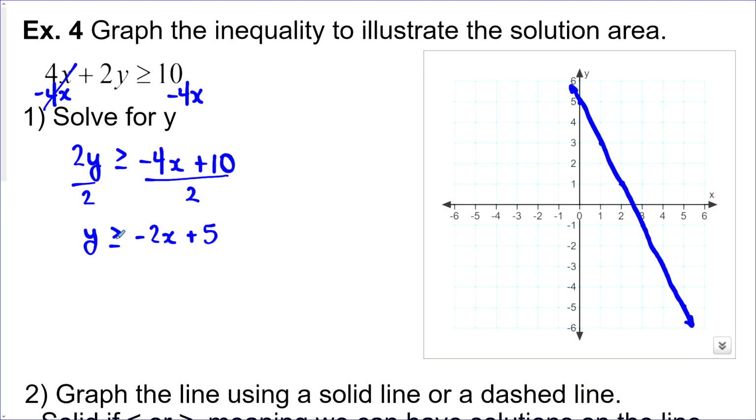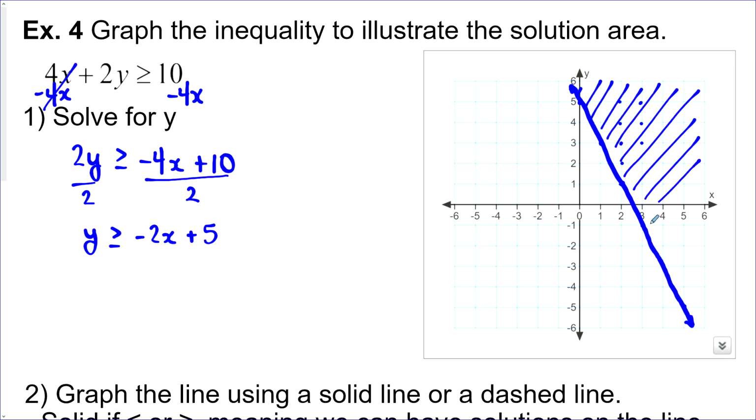Now I need the greater than part of this inequality. So we need all the y values that are greater than. So we look at the line and we want all the y values that are greater than it, like that one and that one and that one. So basically everything above this line. So we shade above the line to show that that's our solution area, and all the coordinates in the shaded region here should make this inequality true.